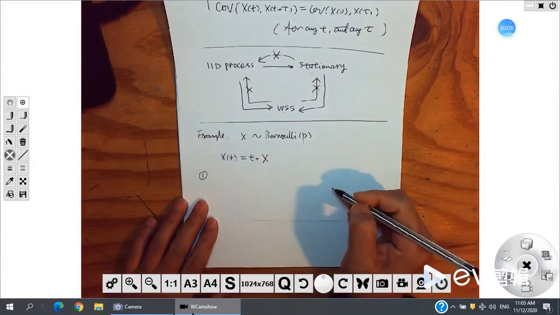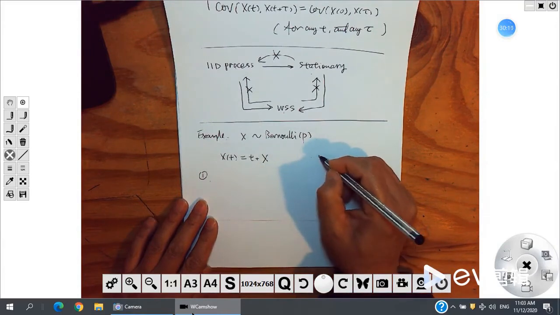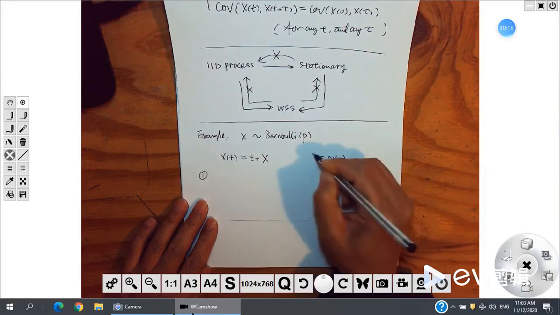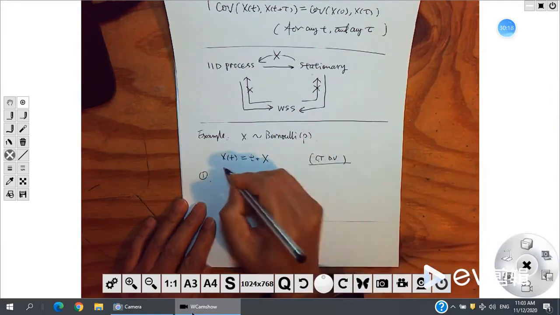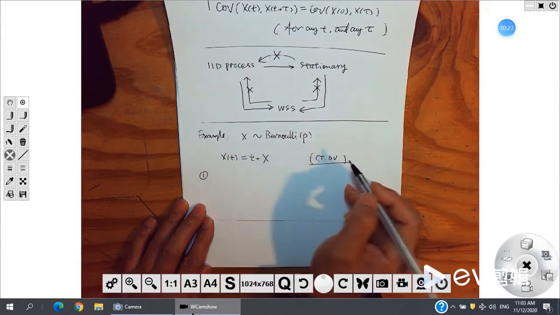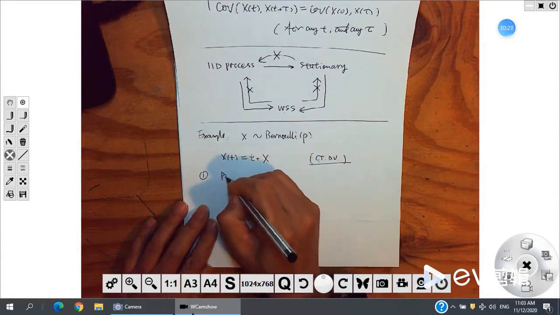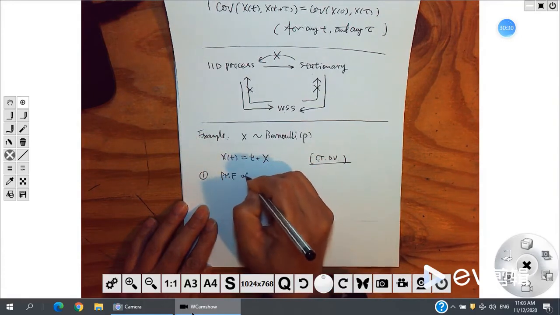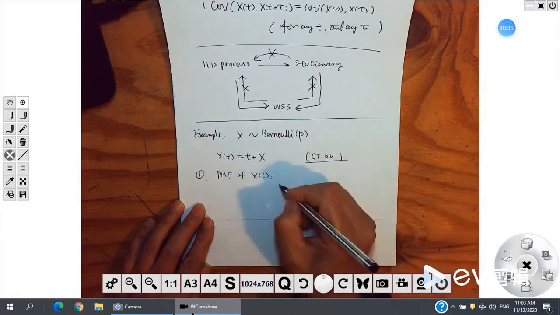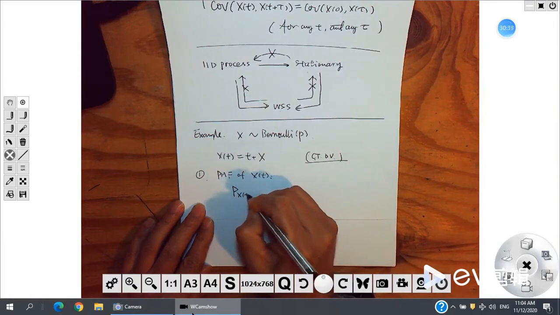Like the first one, we already know this is a continuous type and discrete value, right? We already know this. Now we want to find the distribution of it. This is a discrete time, so we want the PMF of X_t. Can we have these? So this one is P of X_t of x.